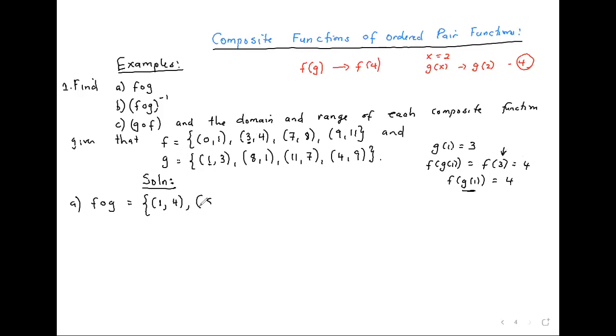Next, we go to 8, you get this 8 in g. So now we have f of g of 8. g of 8 will give us 1. So we now have f of 1. So there's an oversight in our function. So let's see.